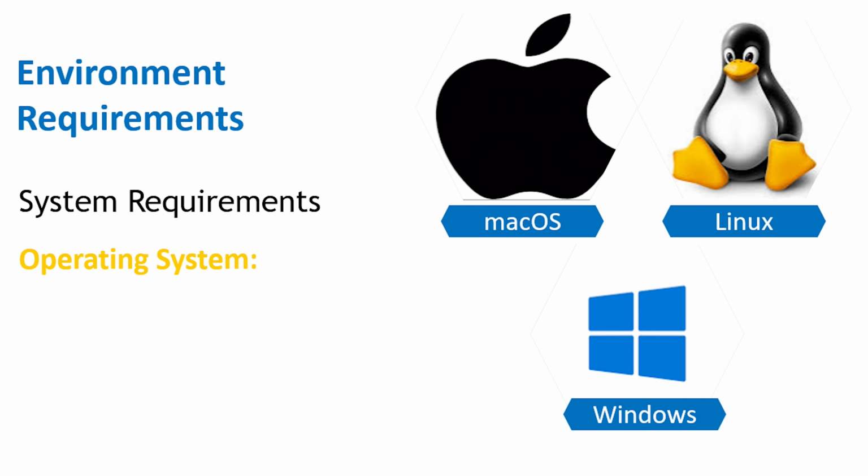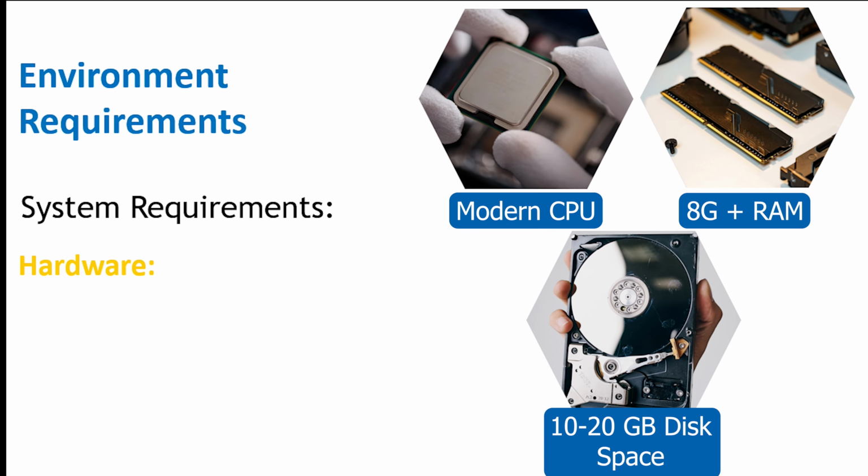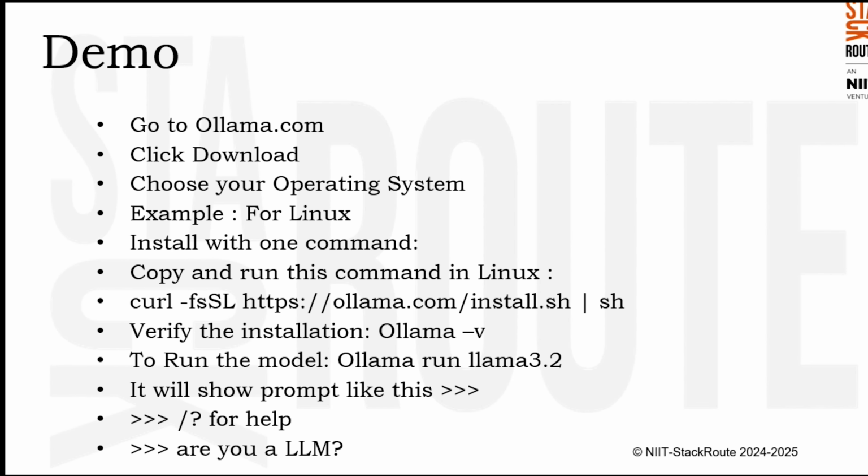So what are the environment requirements? For the system requirements, we need one of these operating systems: macOS, Linux or Windows. For hardware, a modern CPU, 8GB plus RAM, and 10 to 20 GB of disk space is required. Now we'll see how we are going to install Ollama.